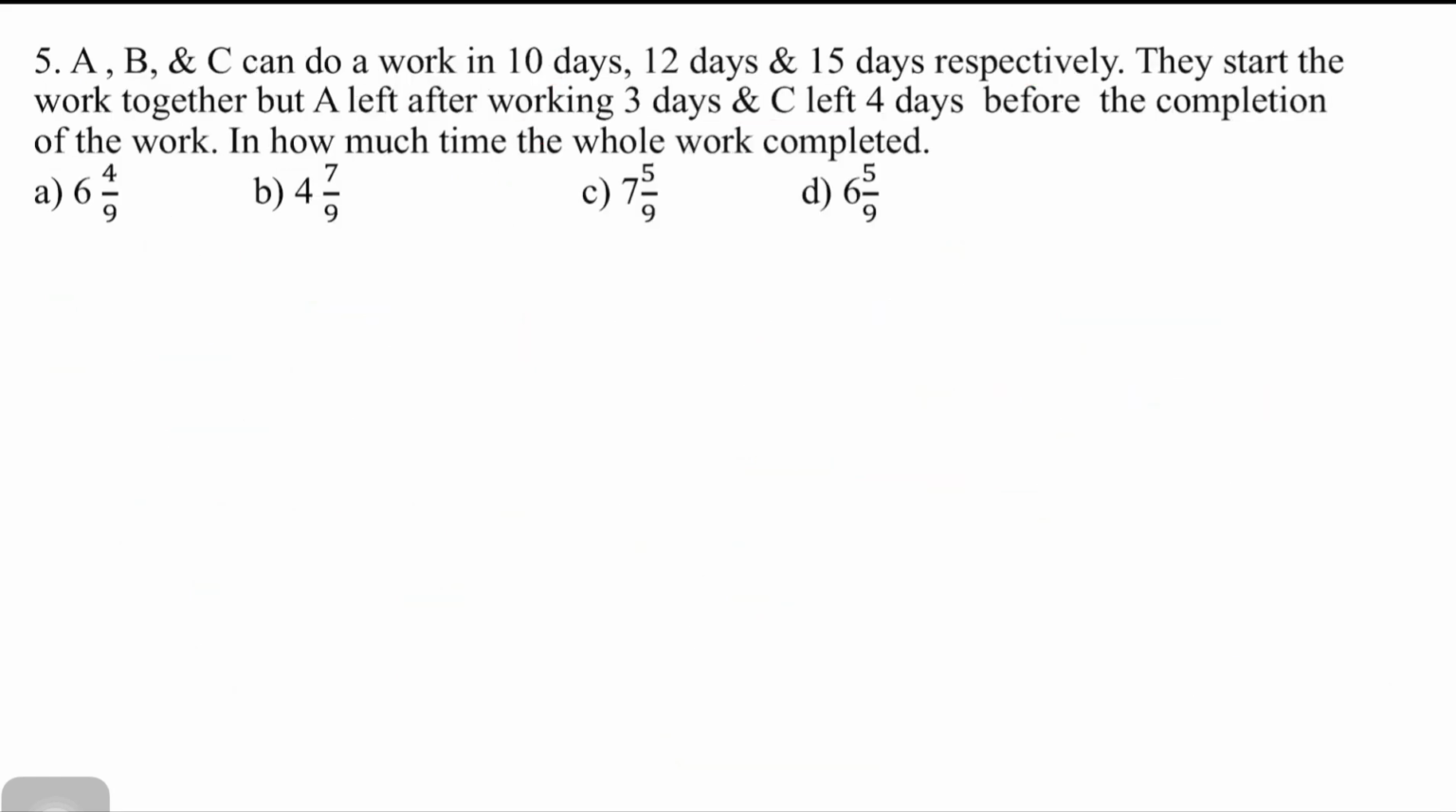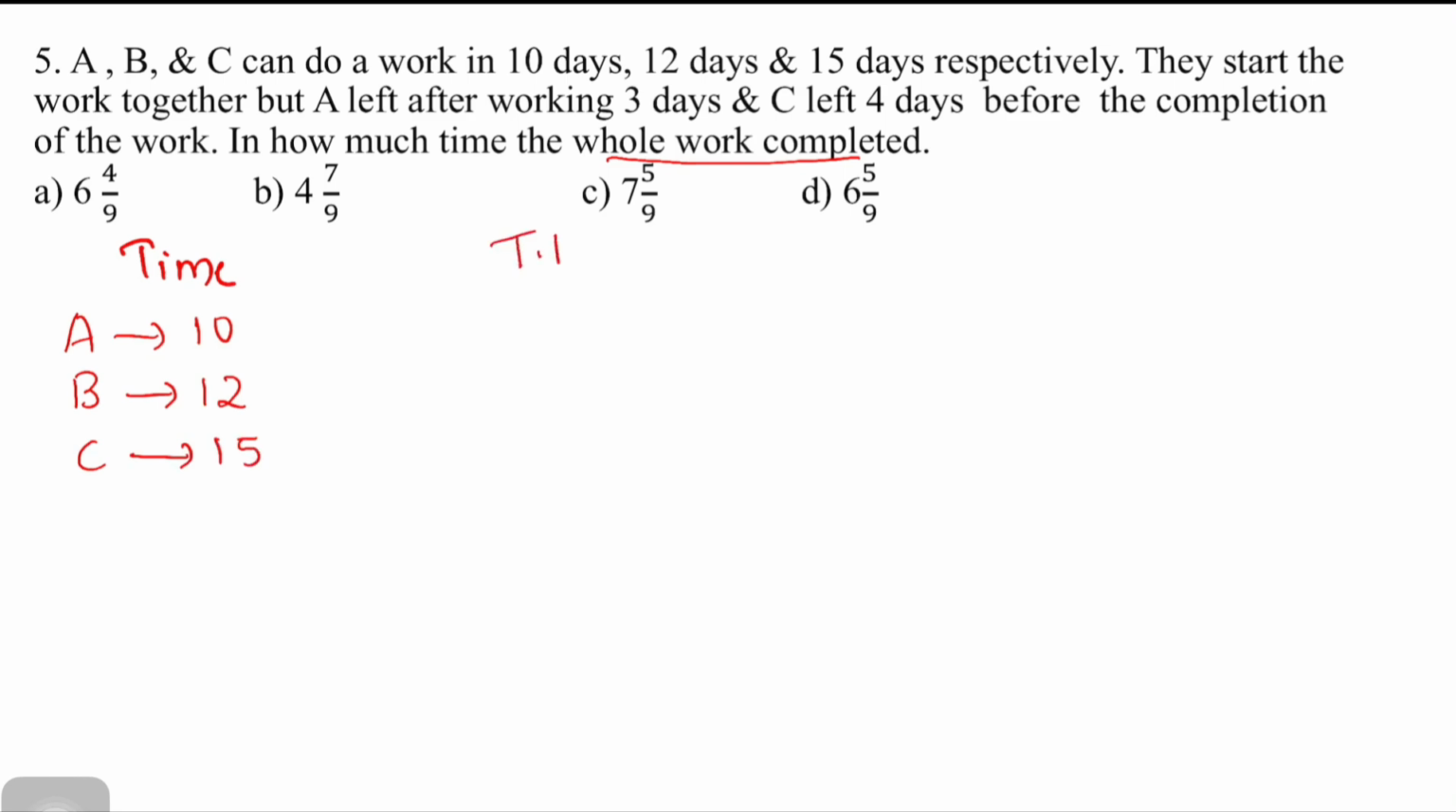Next problem. A, B and C can do a work in 10 days, 12 days and 15 days respectively. They start the work together, but A left after working 3 days and C left 4 days before the completion of the work. In how much time is the whole work completed? Whole work they are asking. So first, time. A can complete a work in 10 days, B in 12 days and C in 15 days.